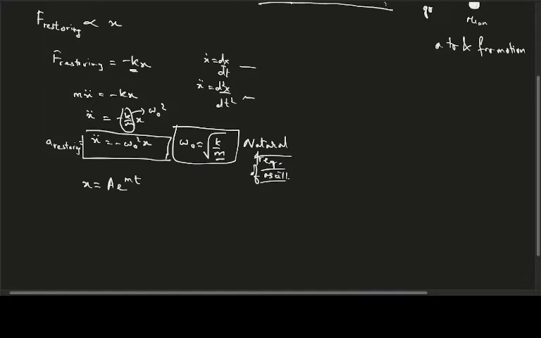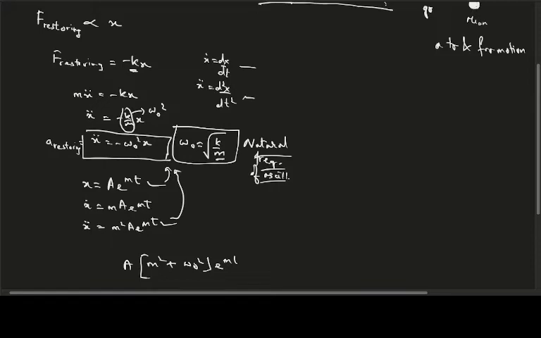So if you take a solution like this, then x dot becomes very simple. The m will come in front, m a e to the power mt, and x double dot, you differentiate this again, so again another m comes in front, so you have m squared a e to the power mt. You don't require x dot, so we put this and this in this equation. So you get a common factor: (m squared plus omega naught squared) a e to the power mt is equal to 0.